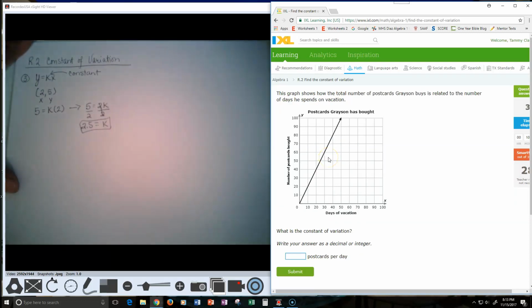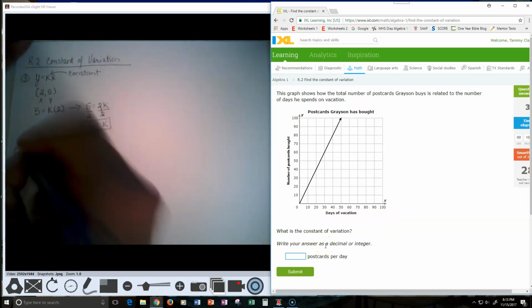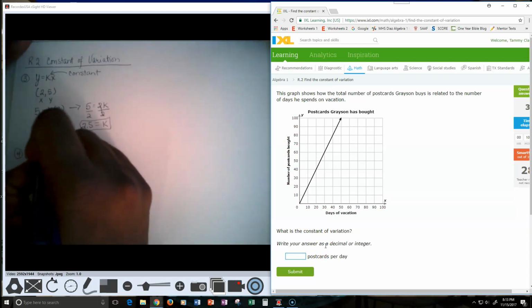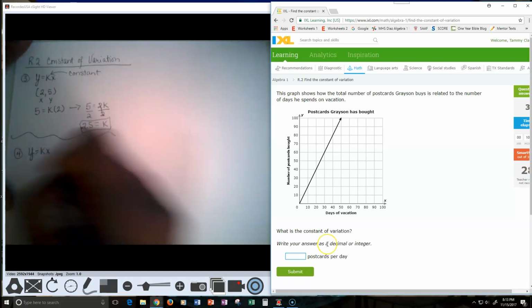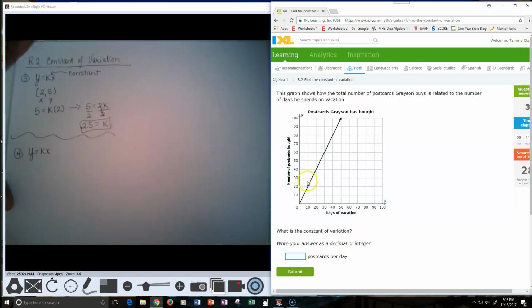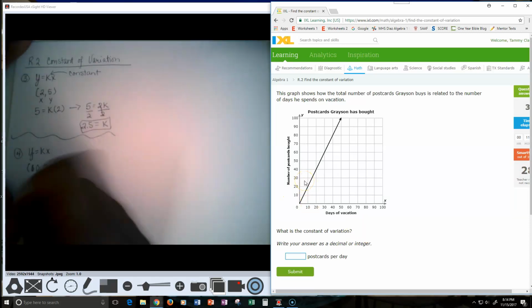All right, let's look at the next one. Number 4. This graph shows how the total number of postcards Grayson buys is related to the number of days he spends on vacation. X, days on vacation. Y, number of postcards. What is the constant of variation? We're going to do Y is equal to K multiplied by X. Pick an ordered pair. Let's do 10, 20. 10 is the X, 20 is the Y.